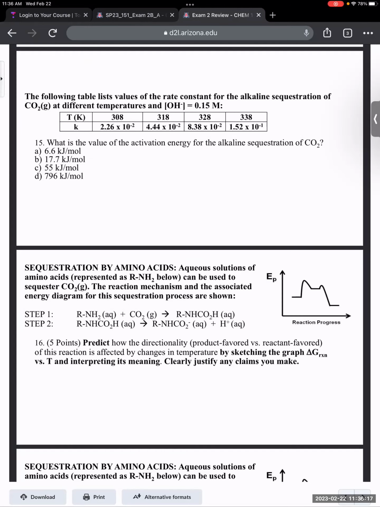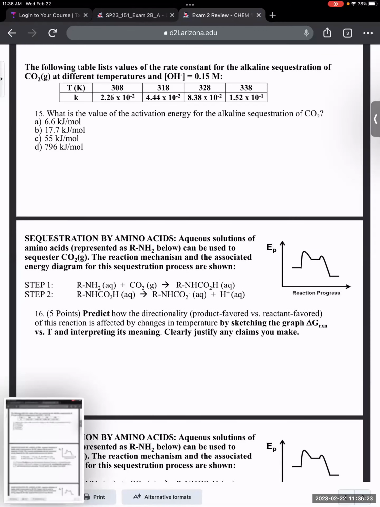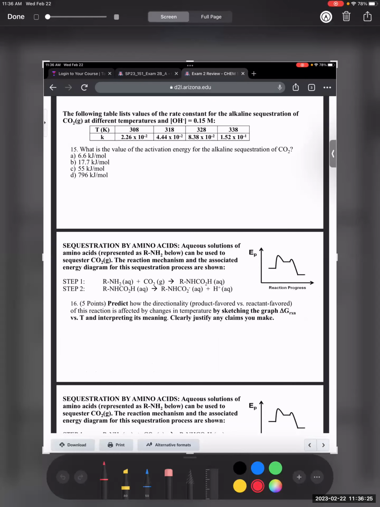And 15. You're given data again, so we need to get ready to plot and graph them. Whenever you see data like this, you're most probably going to have to graph them. Anyway, the question is, what is the value of the activation energy for this process?